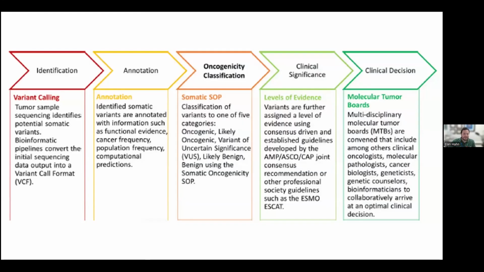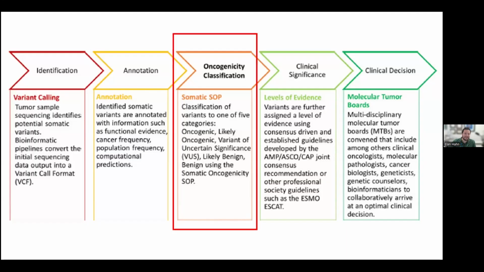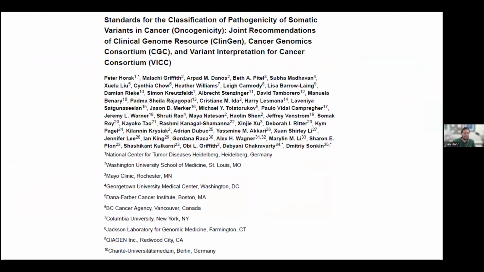So moving towards the workflow in looking at any variant. We identify these variants through variant calling. We annotate them, and then we look at determining, once we establish that they're technically real, are these functionally relevant? And that's where oncogenicity classification comes in. These guidelines were made by the ClinGen, CGC, and VICC.